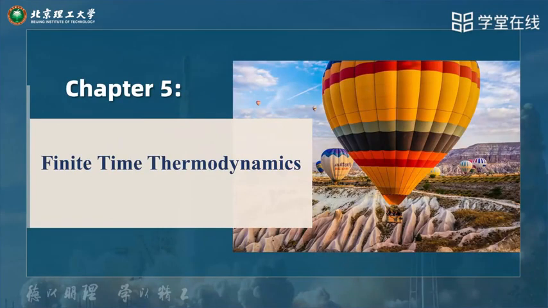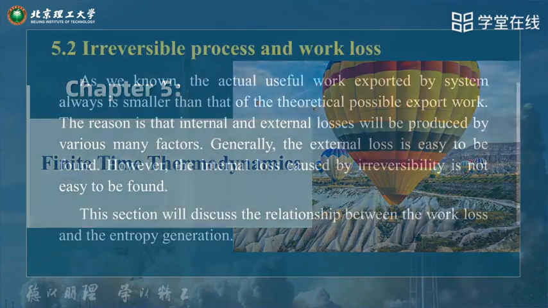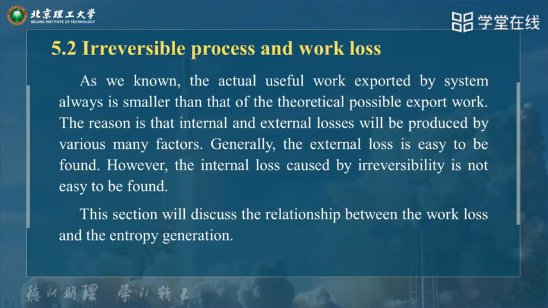Let's continue to study Chapter 5, finite time thermodynamics. Section 2, irreversible processes and work loss. As we know, the actual useful work exported by a system is always smaller than the theoretically possible exported work. The reason is that internal and external losses are produced by many various factors.